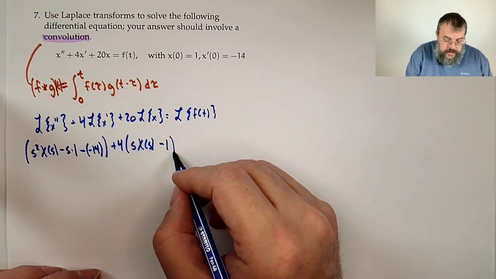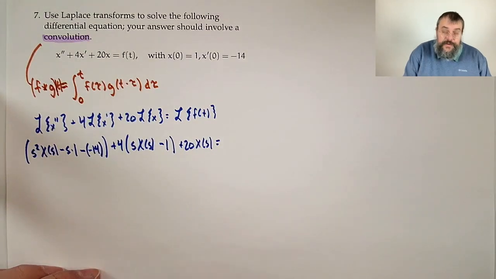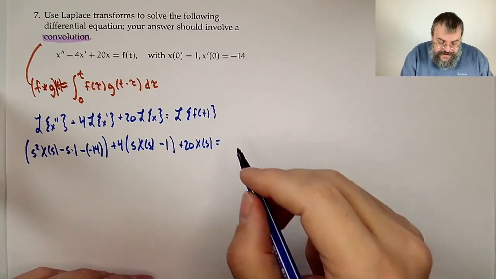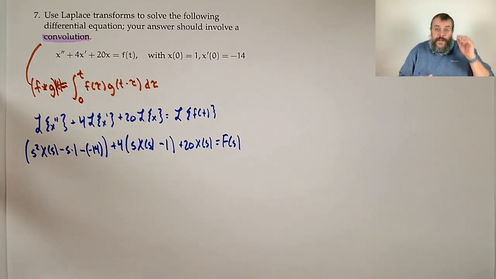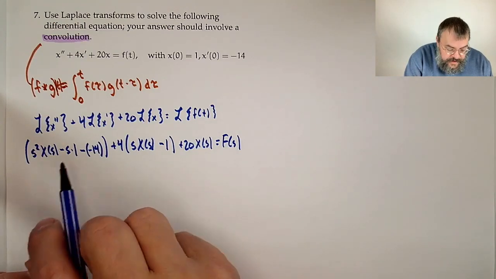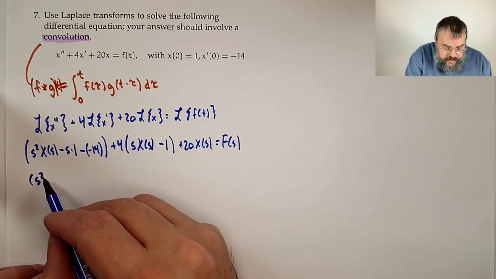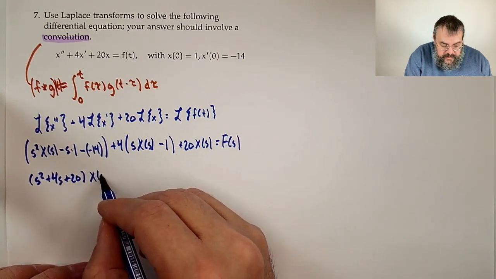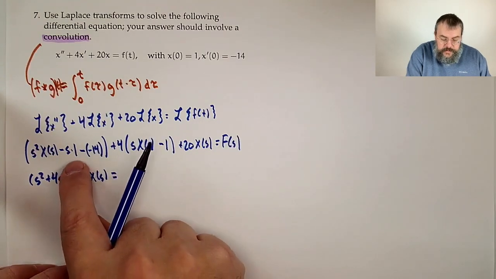And, well, that's it. Then plus 20 x of s equals, and what's the Laplace transform of f of t? Well, not knowing what f of t is, f of s. All right, great. Well, we can clean it up. So, namely, there's a couple terms with x of s. So that would be s squared plus 4s plus 20 times x of s. And now, we'll move the other terms across.